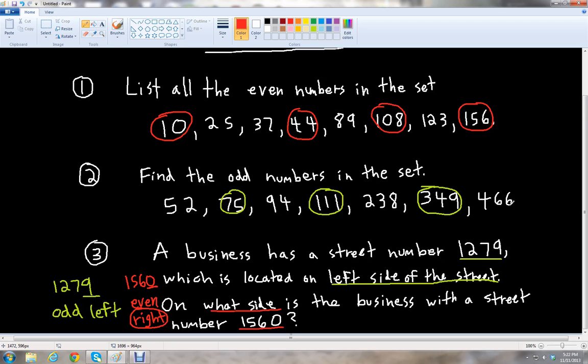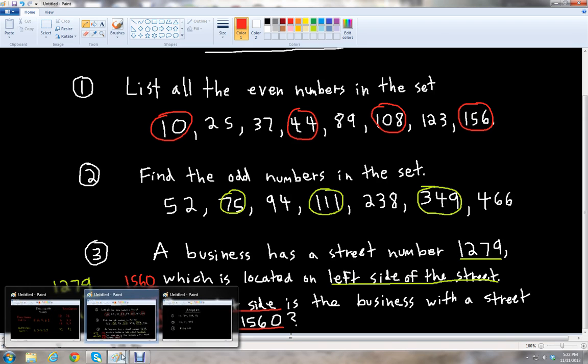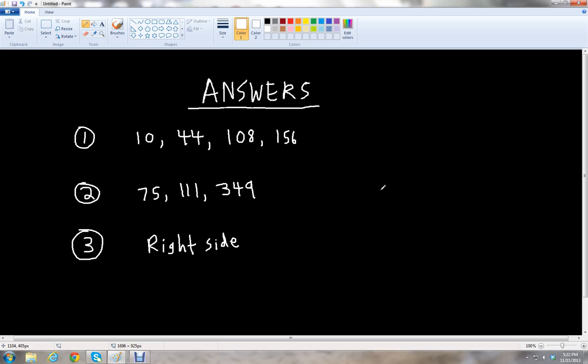Okay, so let's take a look at our answers. For number 1, we had 10, 44, 108, 156. Those are the even numbers. For number 2 it was 75, 111, 349. Those were the odd numbers. And then the last problem, number 3, street address number 1560 was located on the right side of the street.